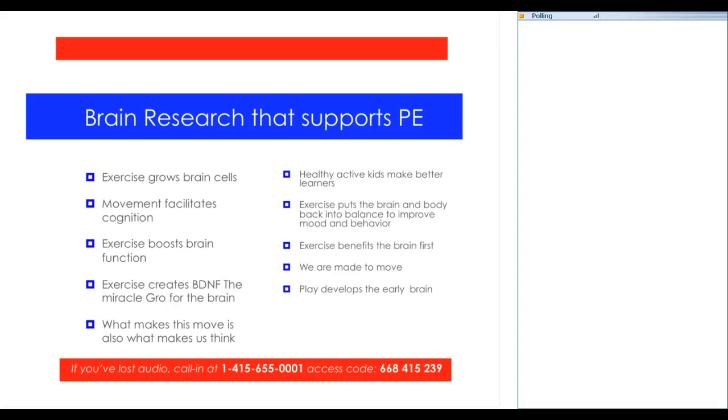It's available in many different places, but you can find a compilation of this research in Dr. Ratey's book called Spark. I've tried to make a collection on my website, which is actionbasedlearning.com, where you can find out the research on how exercise creates miracle growth for the brain, on how exercise puts the brain and body back into balance to improve mood and behavior. So each one of these bullet points is backed by research and shows that what we do in physical education prepares the brain for learning, primes the brain for learning, and gets that brain ready to learn.